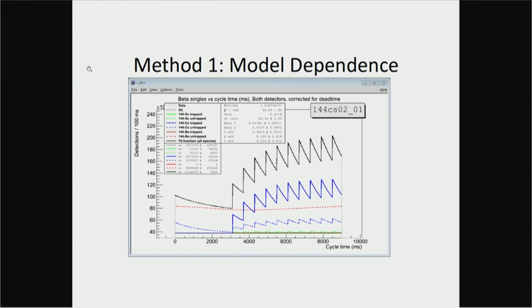Basically, we have 6 different populations we need to take into account. You have, in this case, cesium-144, xenon-144, which is its parent, and barium-144, which is its daughter. And then each of them has both a trapped and an untrapped component. So this black line is our fit to the data. This blue line is the trapped cesium-144. This dotted blue line is the untrapped cesium-144. And then here, you can't see it very well, but there's actually trapped xenon right down here. There was no trapped barium, and then this is the untrapped barium that comes basically from the decays. So we're able to model all of this.